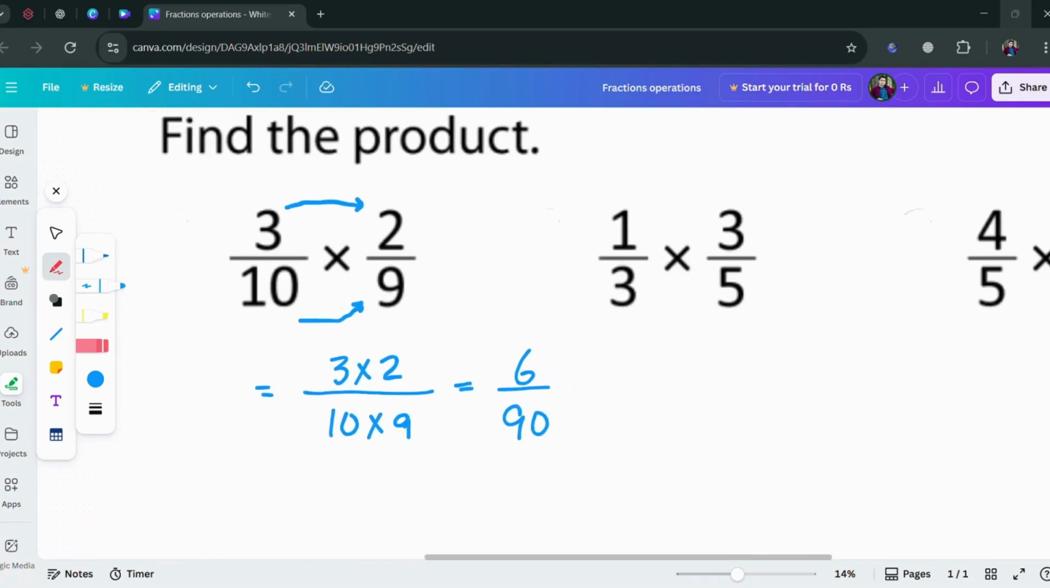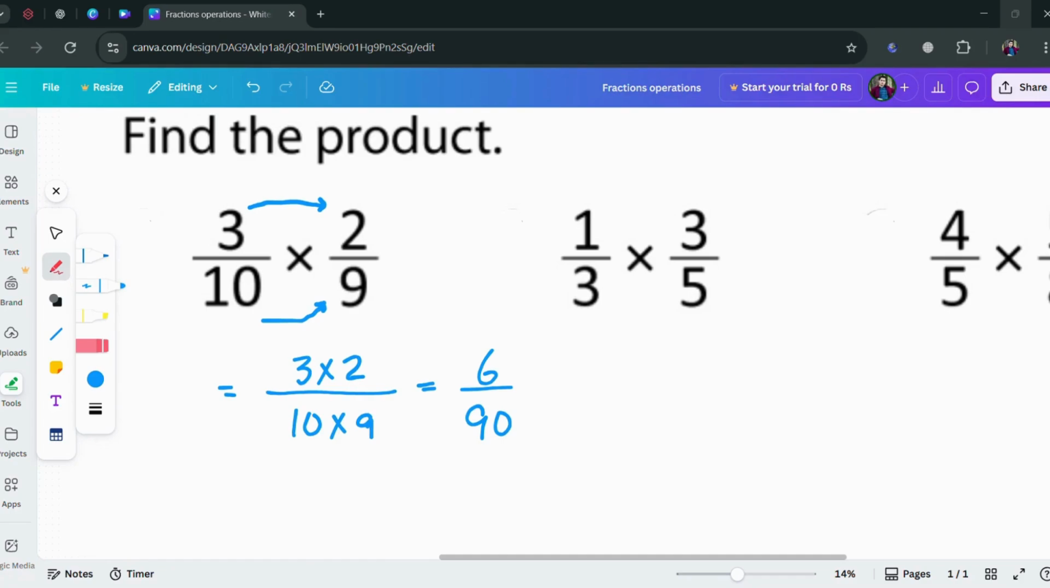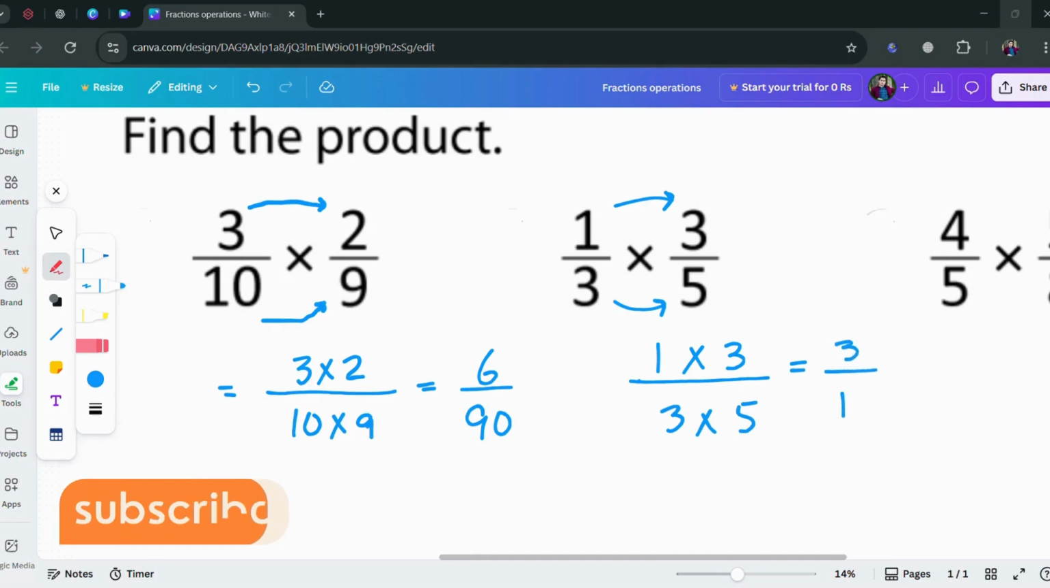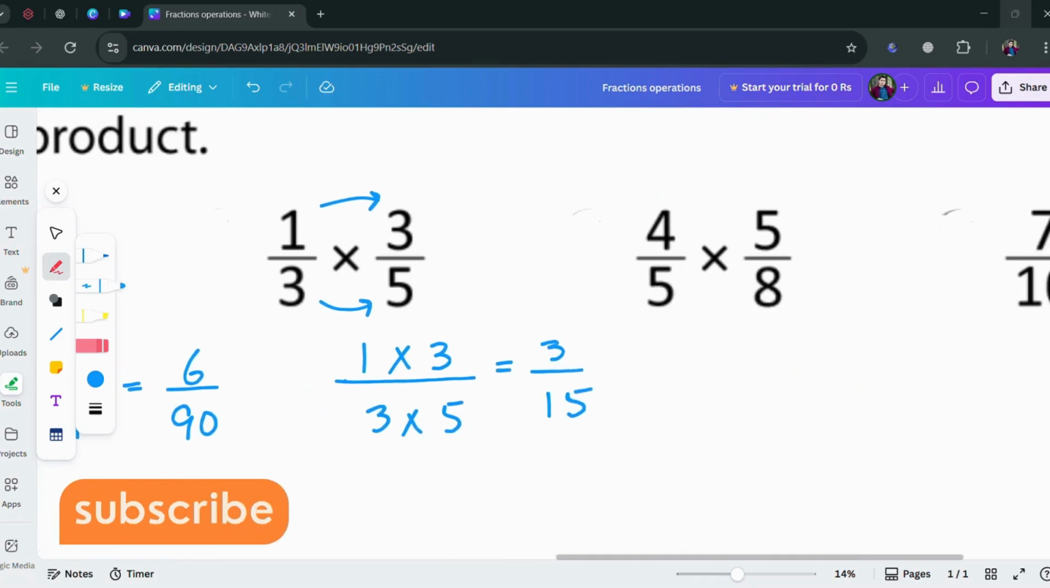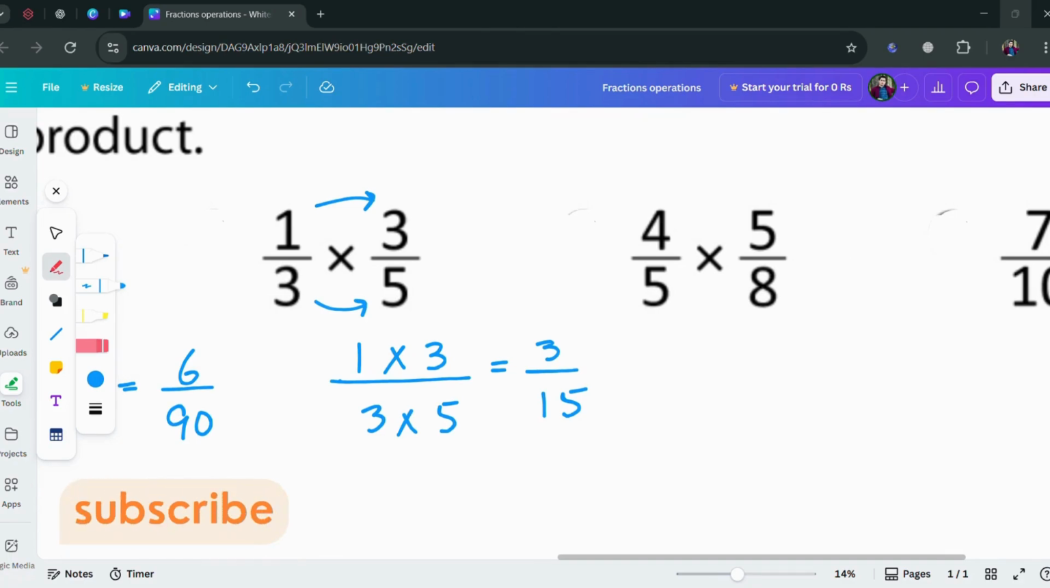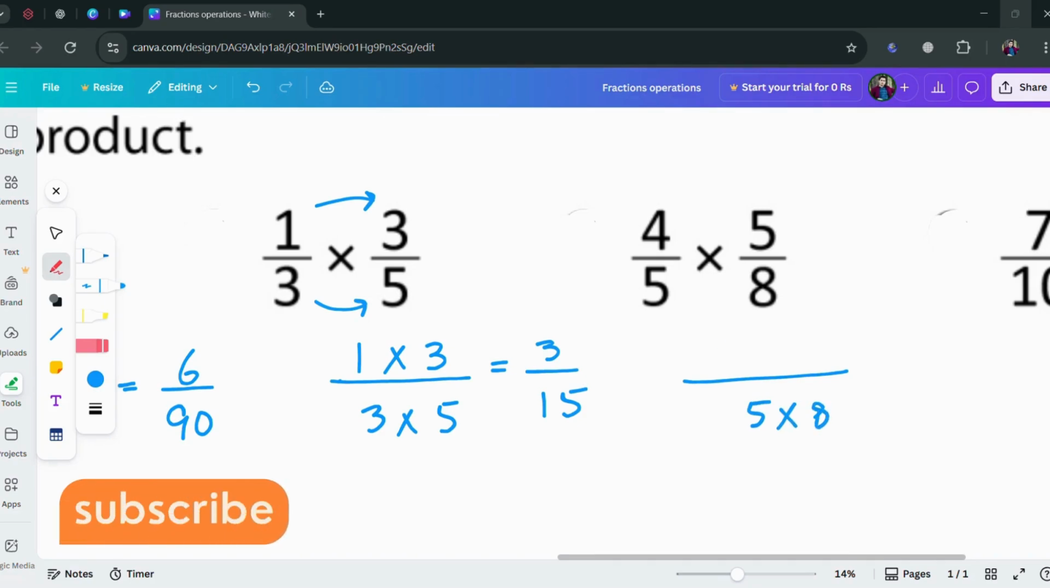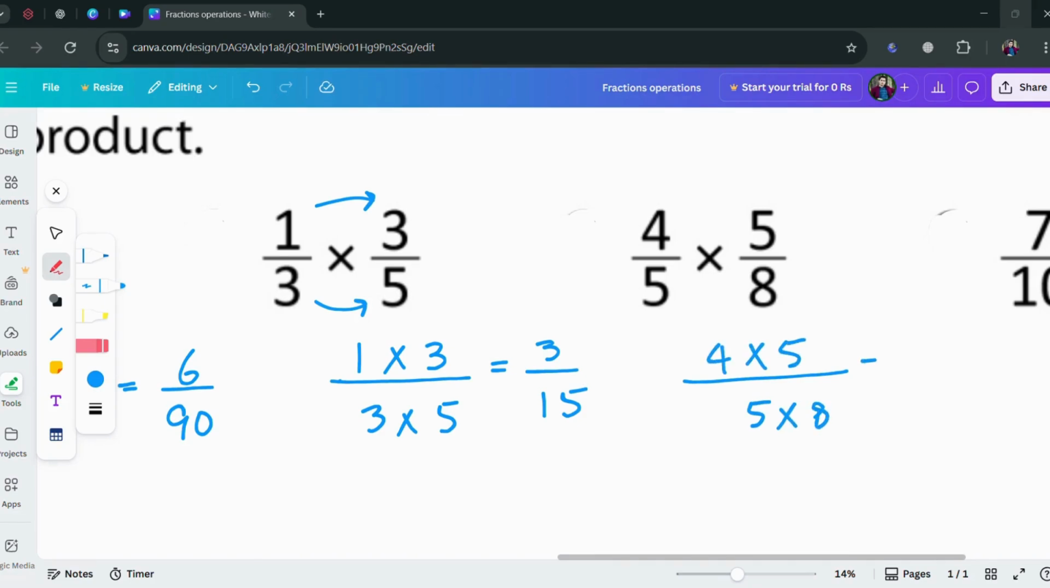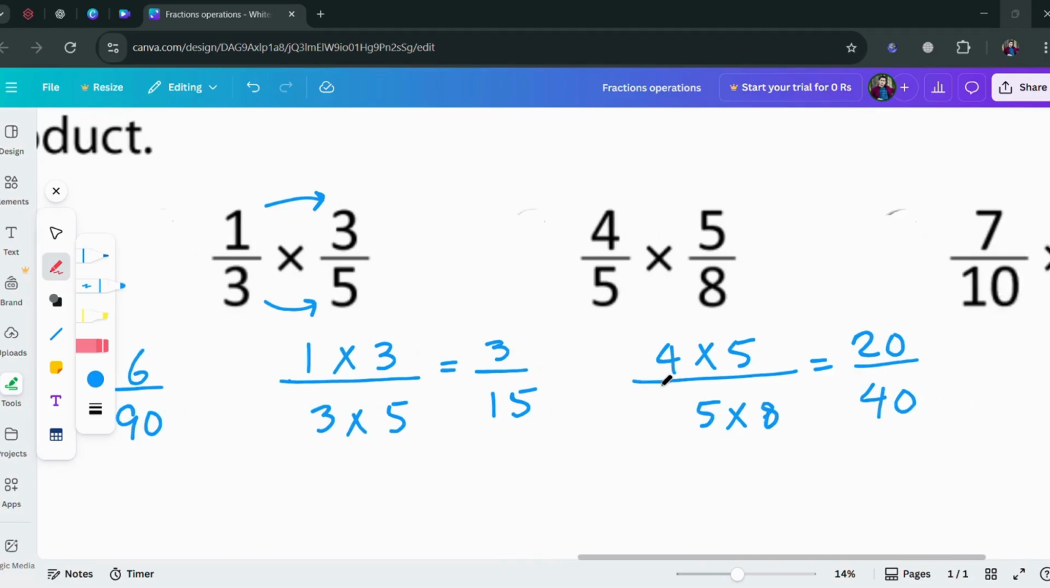The next question is 1 over 3 multiplied by 3 over 5. I'm going to get 1 multiplied by 3 and 3 multiplied by 5. So what's going to be our final answer? That's going to be 3 over 15. Now if I move towards this question, I'm going to perform the same operation again. 5 multiplied by 8 and 4 multiplied by 5. So 4 times 5 is 20 and 8 times 5 is 40, right? And you can easily go ahead and simplify your fraction after that.